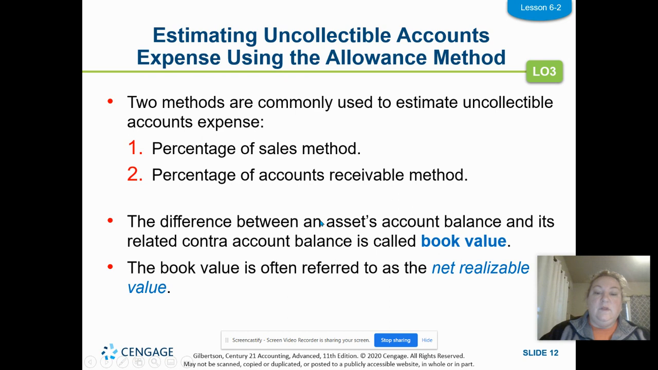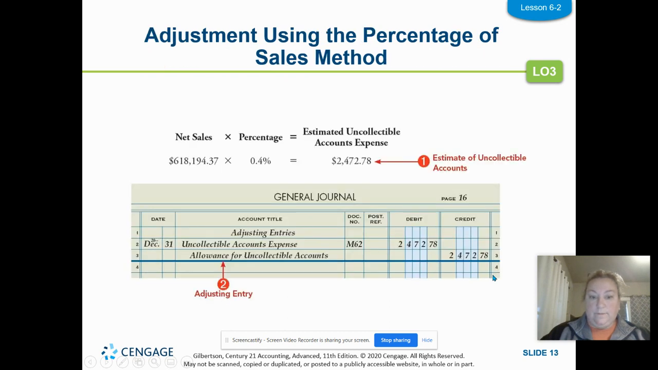It says the difference between an asset's account balance and its related contra account is called the book value. So that's the value of all of our accounts together, basically how much our customers owe us. And then it says that book value is often referred to as the net realizable value, so what we're actually going to be able to collect.